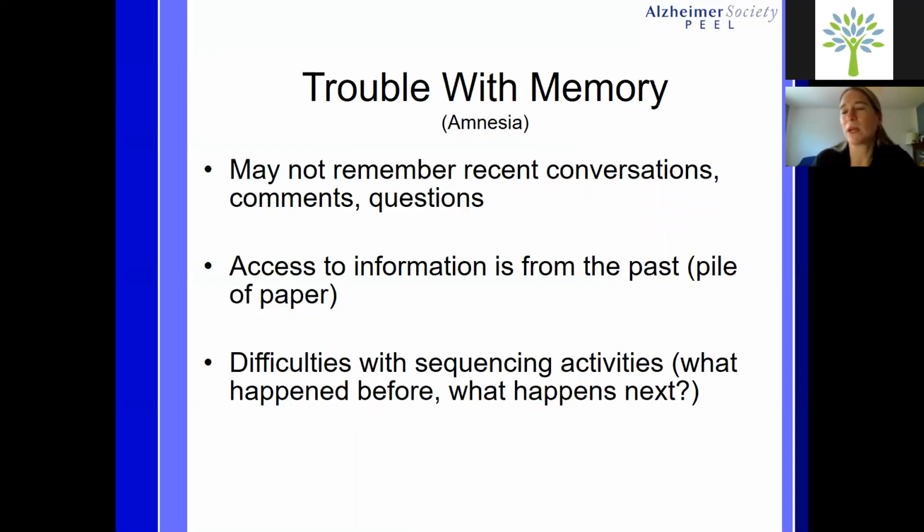Our next A is one I'm sure you're very familiar with, amnesia. So it's exactly what you think it is. It's trouble with the person's memory. So the person may not remember recent conversations, comments, or questions. So they truly forget that you had the conversation about COVID-19 this morning or 5 minutes ago.